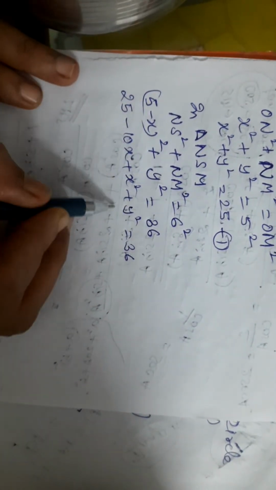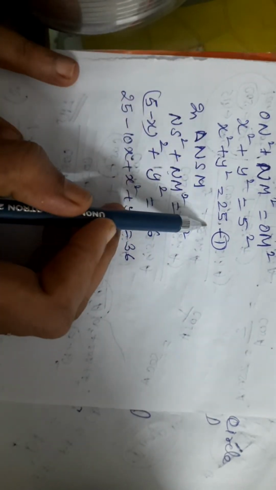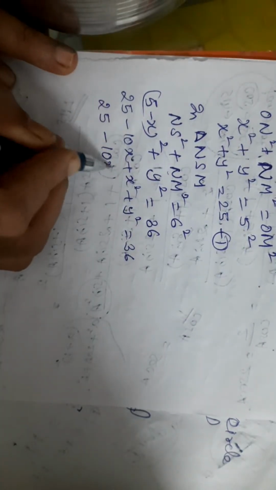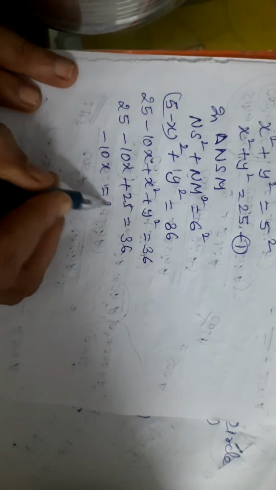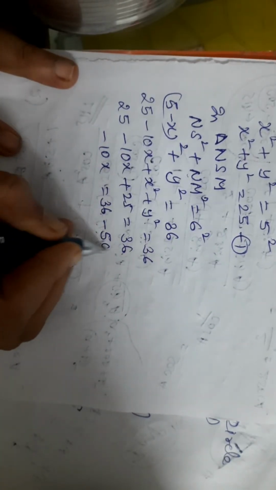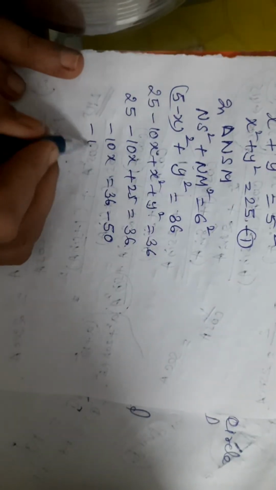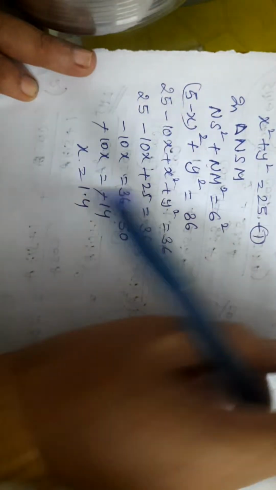Already we got the value of x square plus y square in the previous equation, equation 1. We got it to be 25. So replace this by 25. 25 minus 10x plus 25 is equal to 36. Now minus 10x is 36, 25 plus 25 is 50. Shifting that side, it's minus 50. Now minus 10x is minus 14. Minus will get cancelled. So x is 1.4. This we got the value of x.